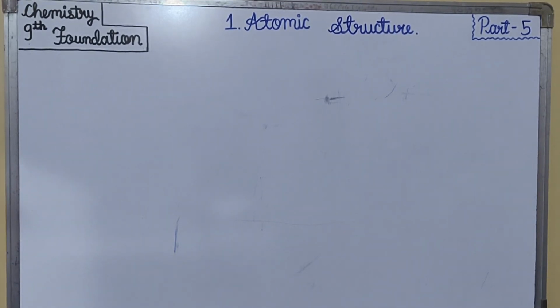Today we are going to learn class 9 foundation of subject chemistry. Chapter name is atomic structure. This is our first chapter, atomic structure, and this is part 5. Let's start. We'll start with the interesting topic of discovery of protons by Goldstein.